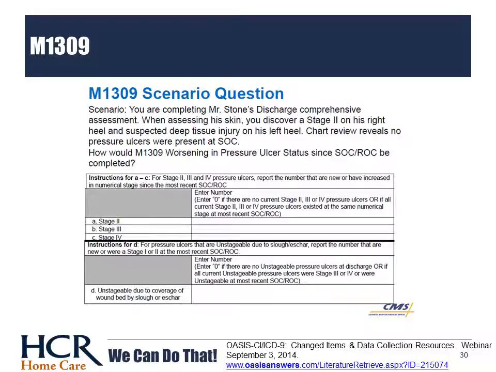So let's work through another scenario. You're completing Mr. Stone's discharge comprehensive assessment. When assessing his skin, you discover a stage 2 on his right heel and a suspected DTI on his left heel. Chart review reveals no pressure ulcers were present at start of care. How would 1309 worsening and pressure ulcer status since start of care or resumption of care be completed? So, think about what your response would be. Pause the presentation before moving on.